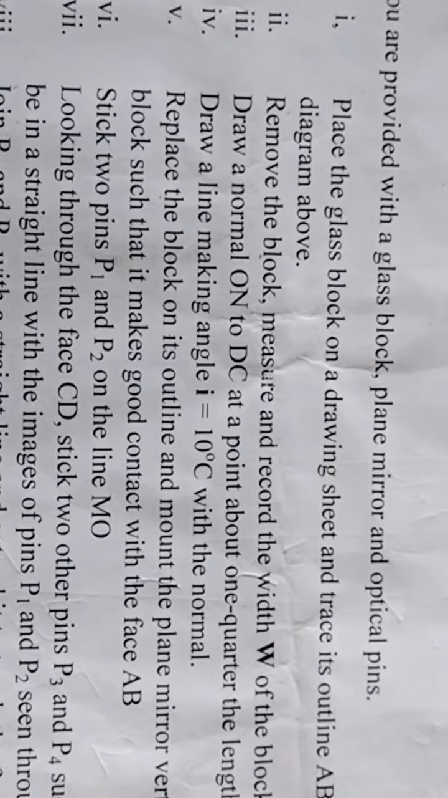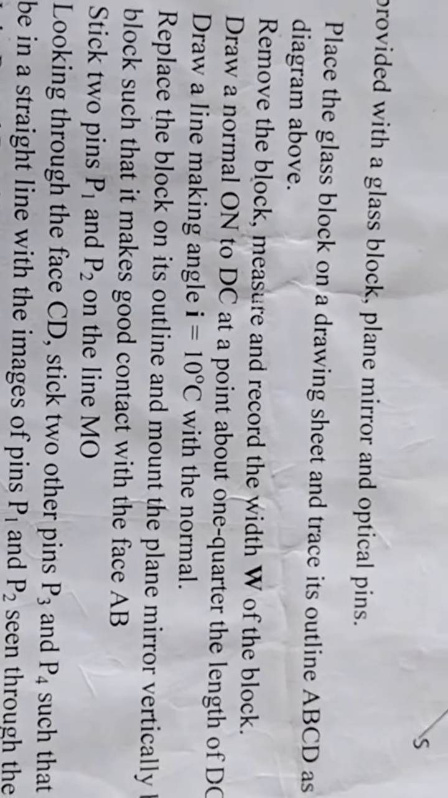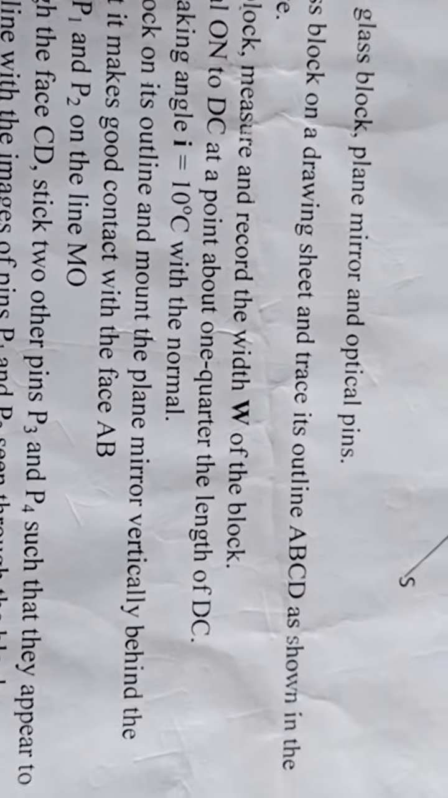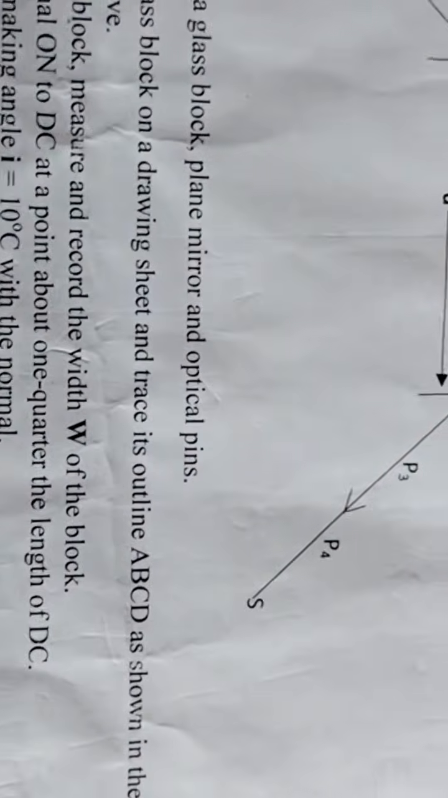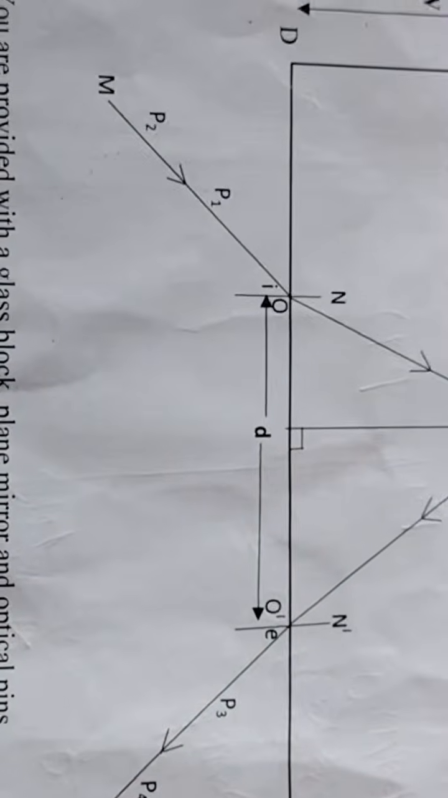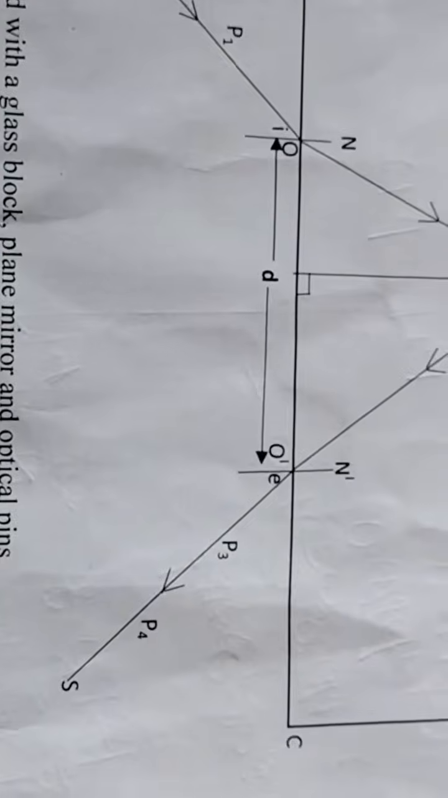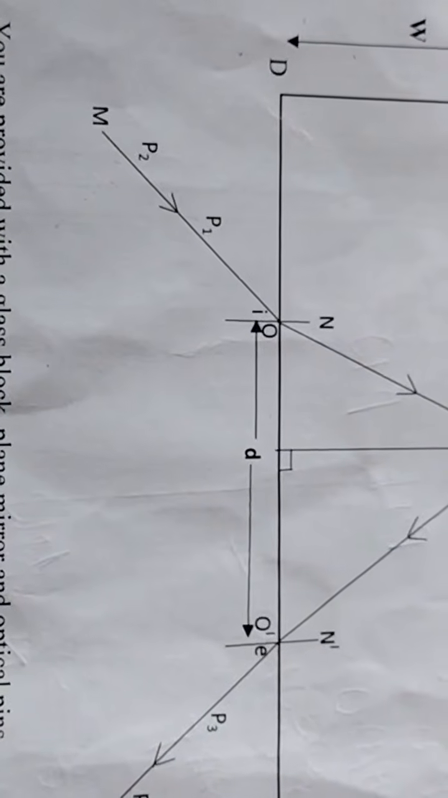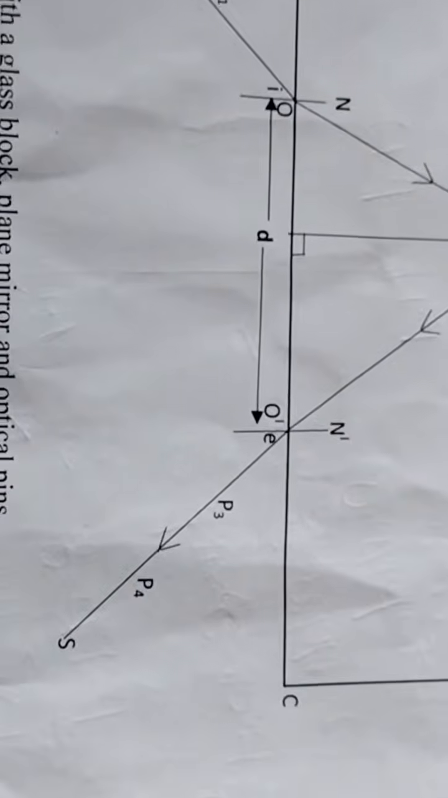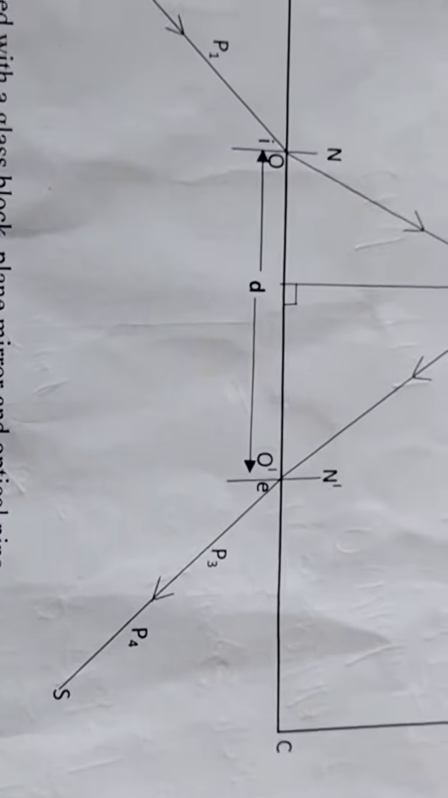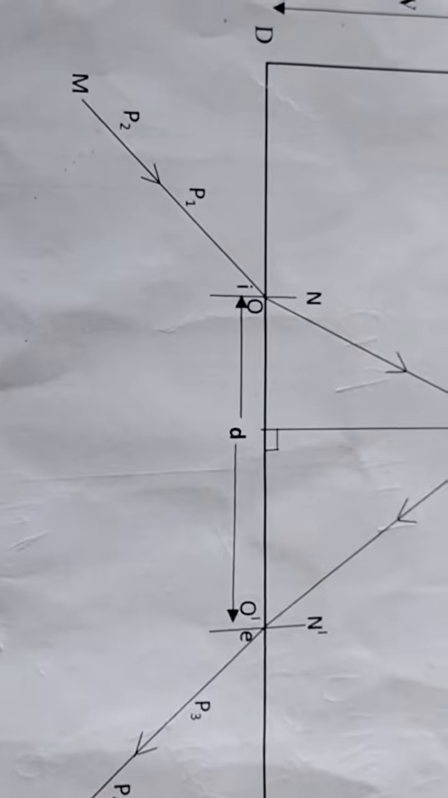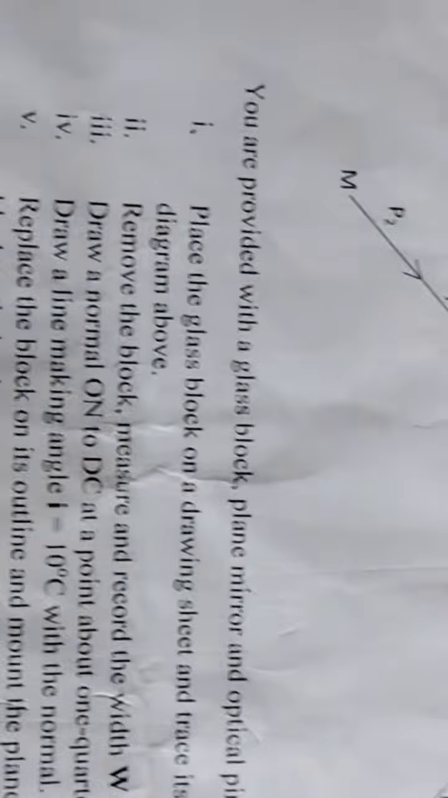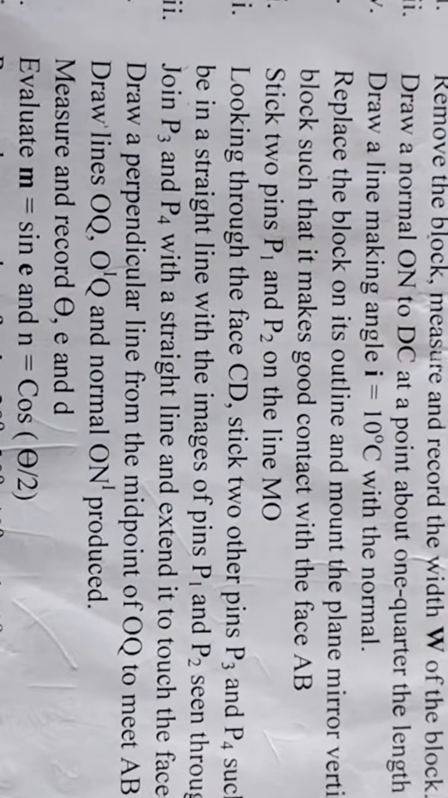Step three: draw a normal ON to DC at a point about 1/4 of the length DC. DC is this face. The normal ON is drawn 1/4 the length of DC. So you measure your DC, find 1/4 of the length DC, and then draw the normal ON at that point. Let's continue.